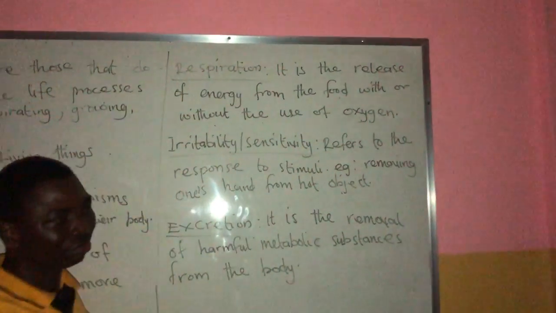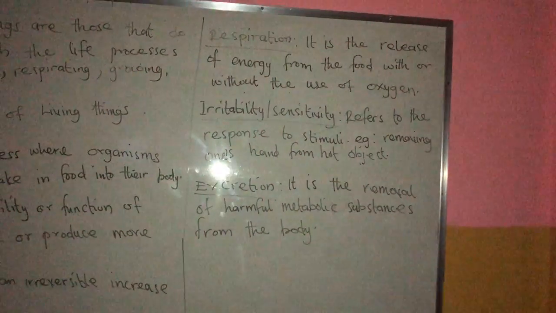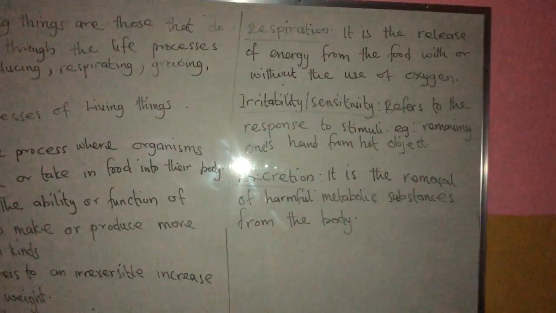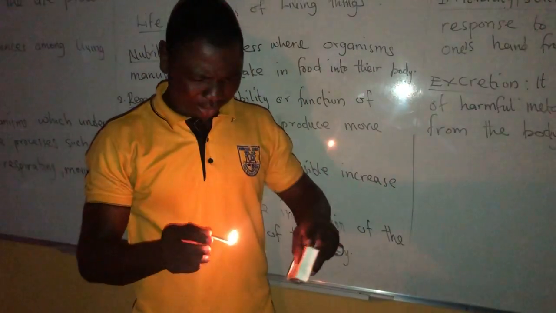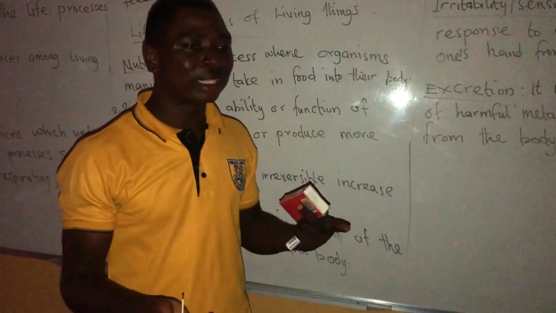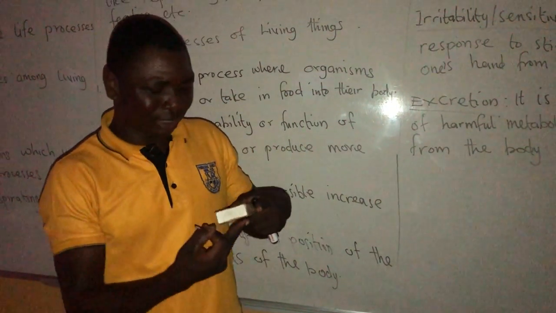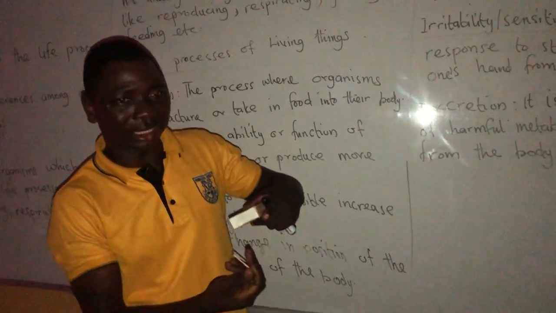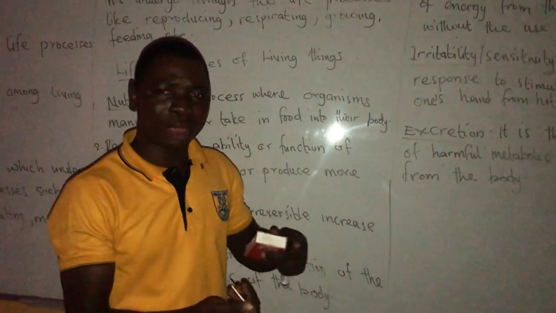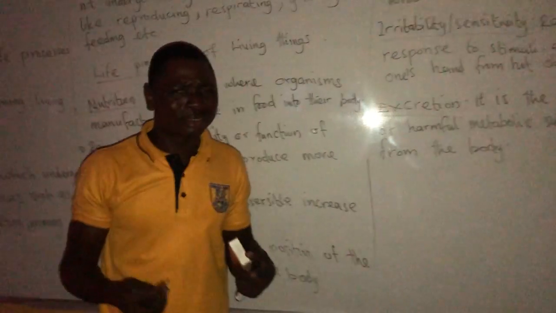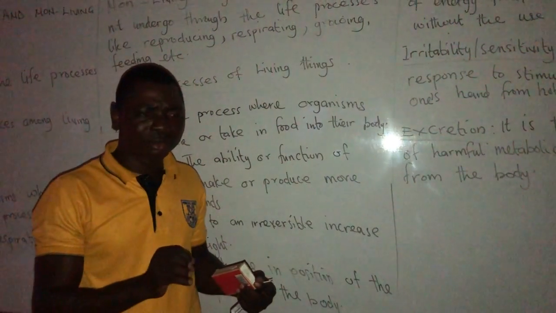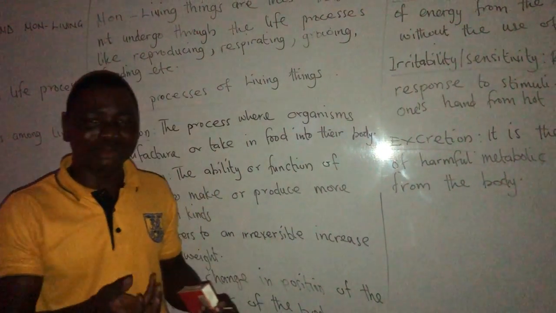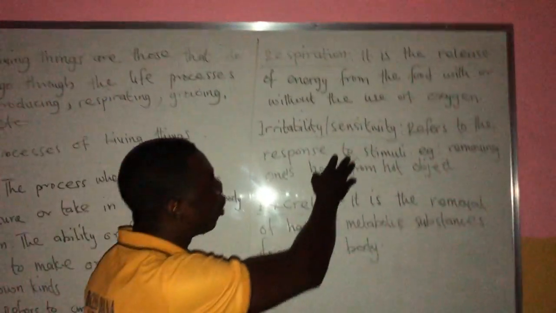Irritability or sensitivity. Irritability or what? Sensitivity. When I light these matches, I feel it. I feel the hot object. Why? Because I am sensitive. Some plants, when you touch them, close immediately. Why? Because they are sensitive. They are irritable. That's irritability or sensitivity.